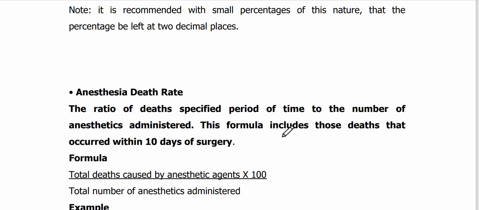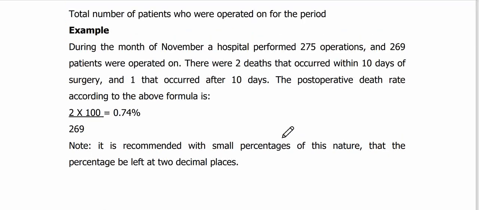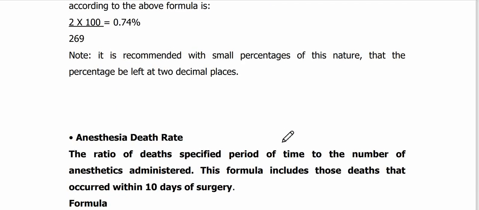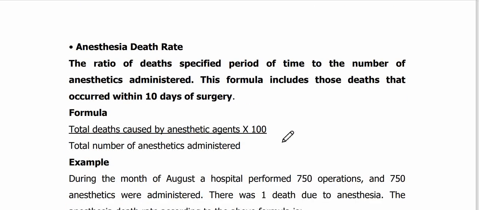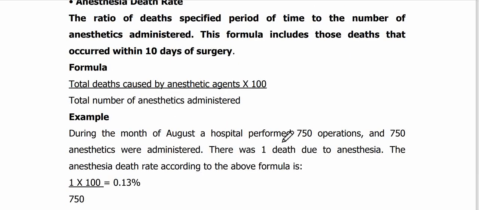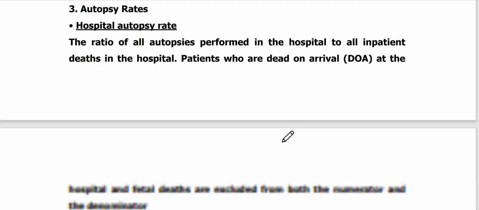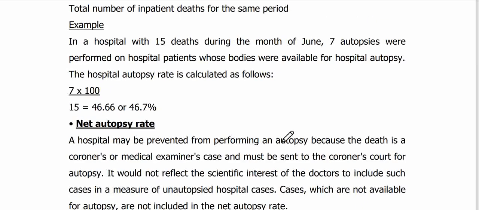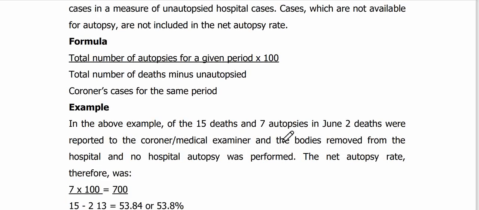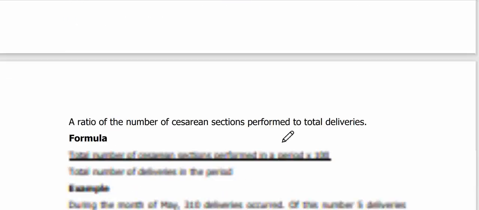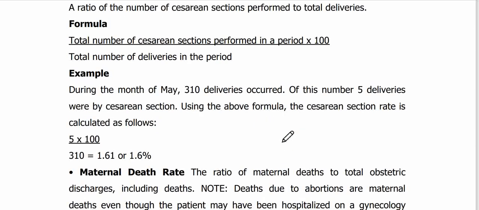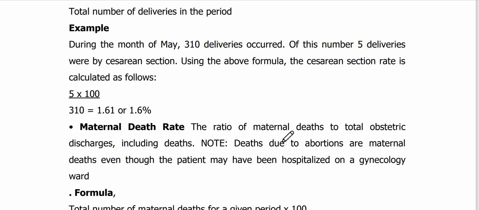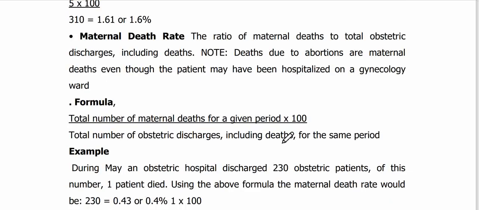The most important thing is the formula. When we talk about the turnover interval, what is the formula? How do you calculate that? Don't forget the formula. If you know the formula, the questions become very simple for you. What you need to know is the formula.